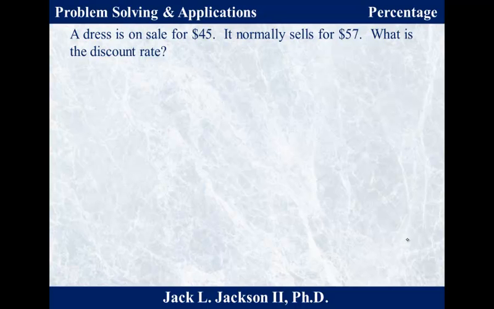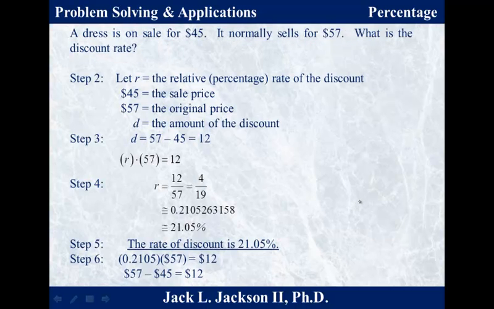A dress is on sale for $45. It normally sells for $57. What is the discount rate? Well, here's one where we're solving for the rate. So let R be the relative or percentage rate of the discount. $45 is the sale price, $57 is the original price. Let D be the amount of the discount. So the amount of the discount is 57 minus 45, which is $12. So it's $12 off. So that's the actual amount of the discount.